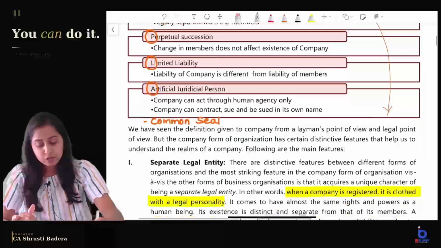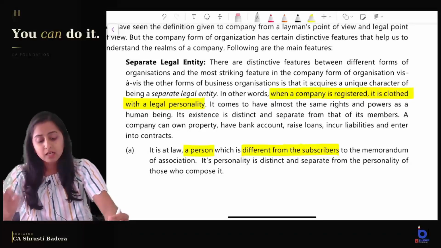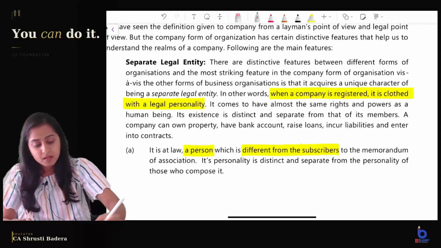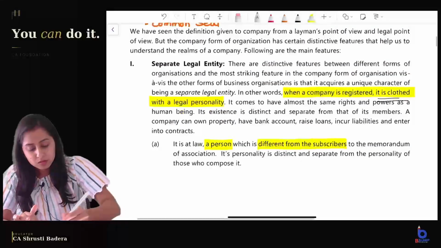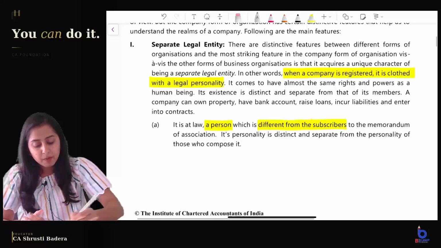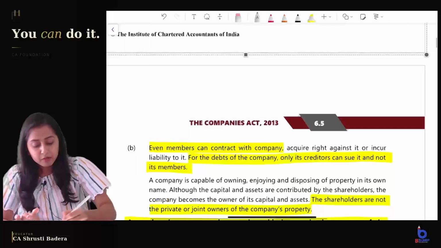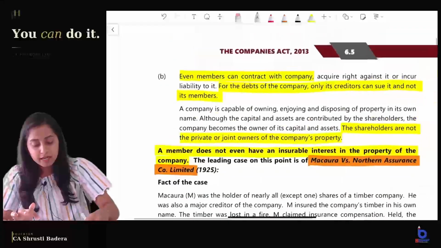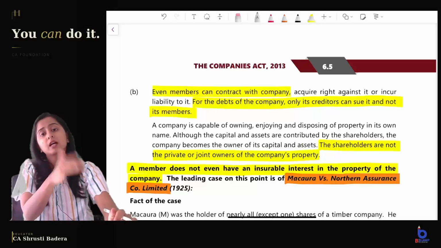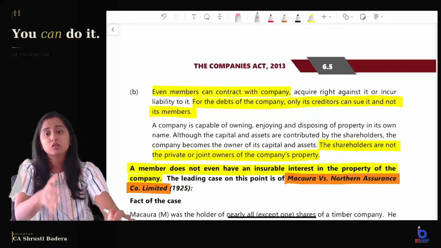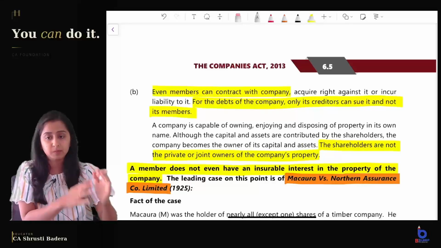For the feature of separate legal entity, what are the keywords that you should remember? Separate legal entity means when a company is registered, it is clothed with a legal personality. It becomes a person which is different from the subscribers. Every member can even contract with the company. For the debts of the company, the company alone will be liable. The creditors can sue the company for the debts of the company, but they cannot sue the members because once incorporated, the company has become a separate legal person.